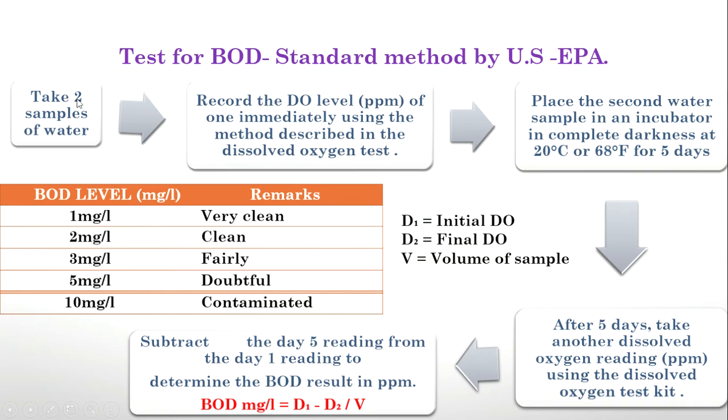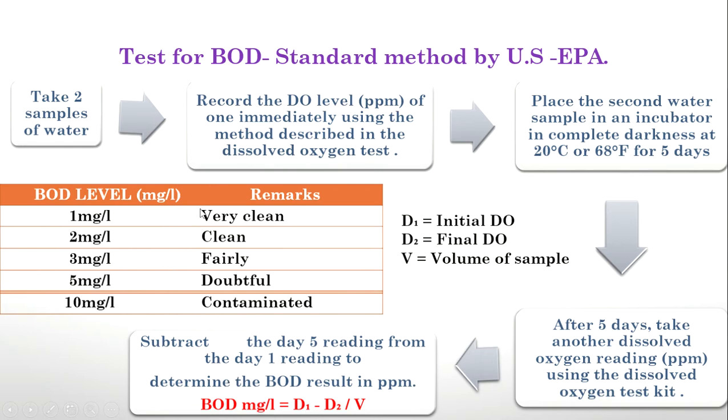The other sample will be incubated in complete darkness at 20 degrees Celsius for 5 days. After this incubation period, that sample is tested for dissolved oxygen. So we will get two dissolved oxygen quantities, one at the first and the other after 5 days. The difference between the two divided by the volume of the sample will give the BOD in milligram per liter. So this is how we can calculate the BOD.